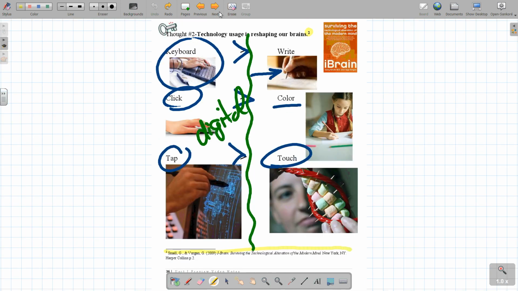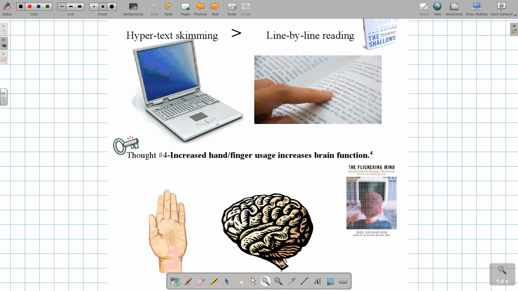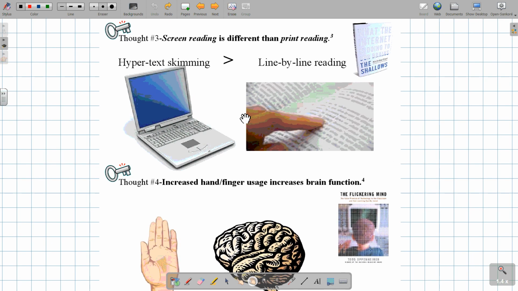Key thought number 3, this is super important. You may or may not have figured this out by now, but reading on a screen is different than reading in print. Again, it's been footnoted. When your eyeballs hit a screen of any kind, an iPad, a tablet, a laptop screen, our eyeballs have a tendency to go in hyperskim mode. We just kind of wander down the screen. We do not read for details on screens in general.